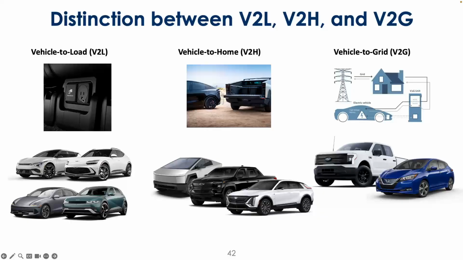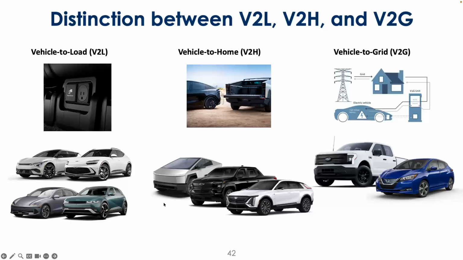This is where you have like a 110 plug. There's a couple of cars that have this, and so I could actually plug some appliance into my car, and then the electricity would just be coming from the battery of my car instead of from the grid. That's known as vehicle to load.